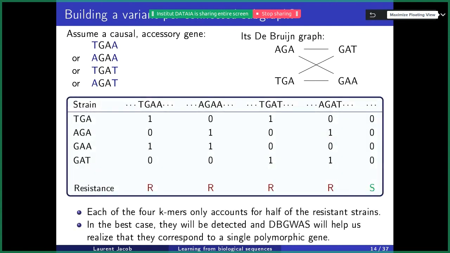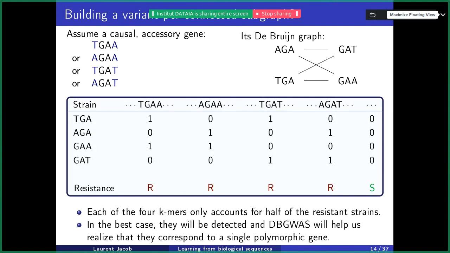And then what if you try to do the previous procedure? Here I have 4 strains. Each of them contains one version of the gene, and they're all resistant, and the ones that don't contain any of these versions are sensitive. If I test the k-mers separately, each of them will account for only half of the resistant strains. For example, TGA is only present in TGAA and TGAT, but not in the 2 others. So the profile is 1, 0, 1, 0, whereas I want 1, 1, 1, 1.